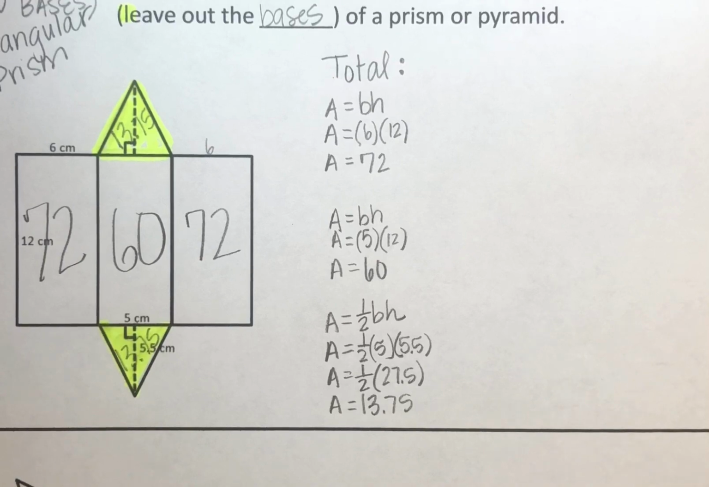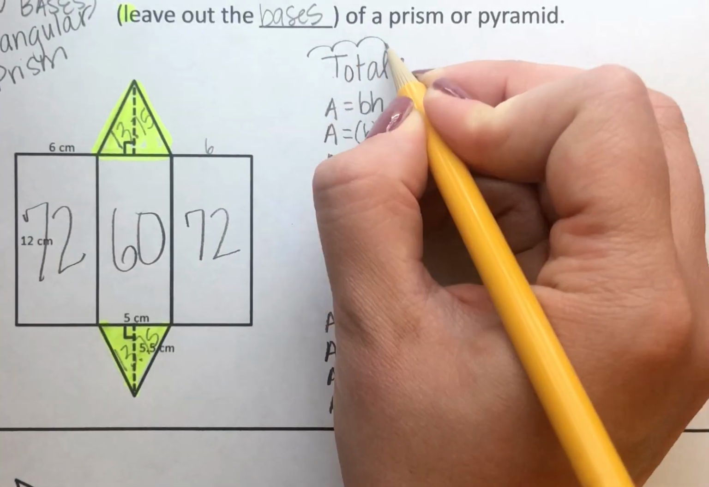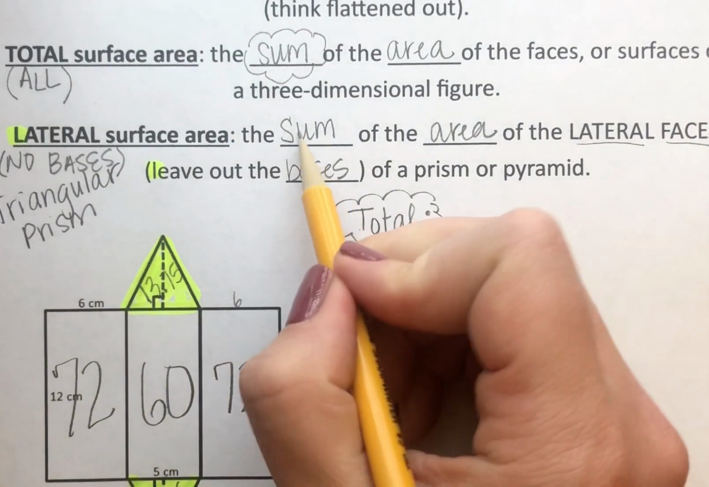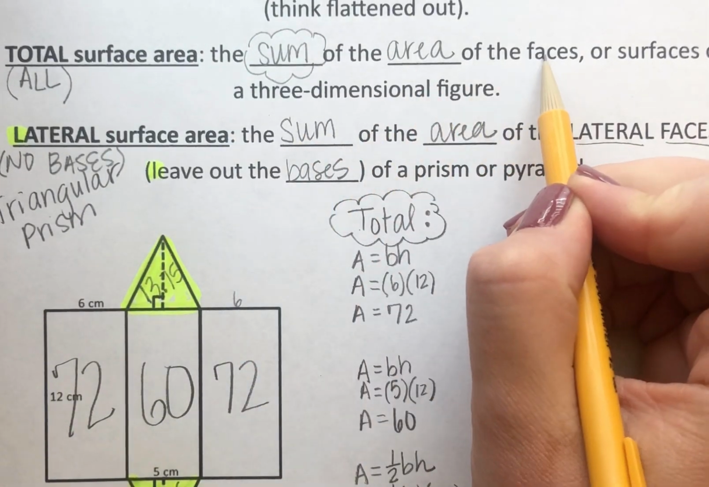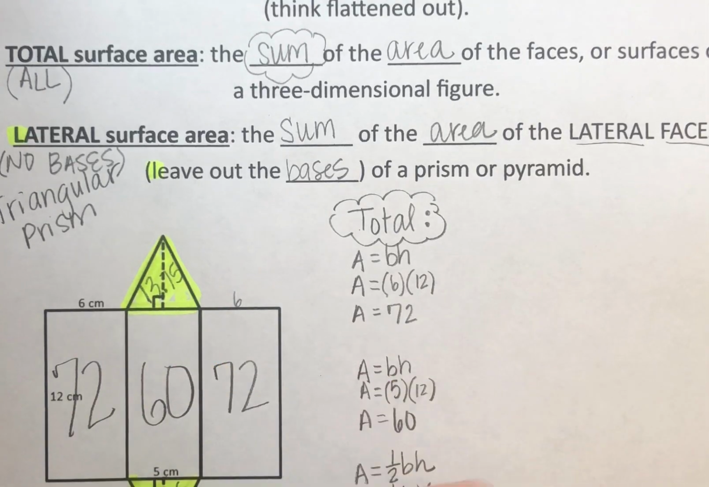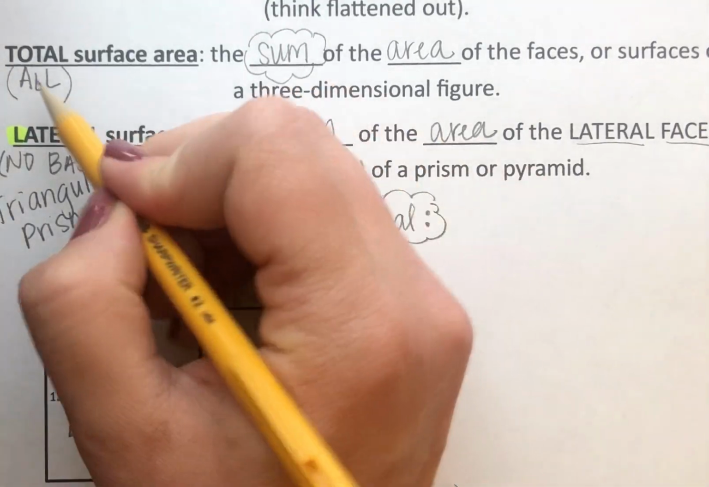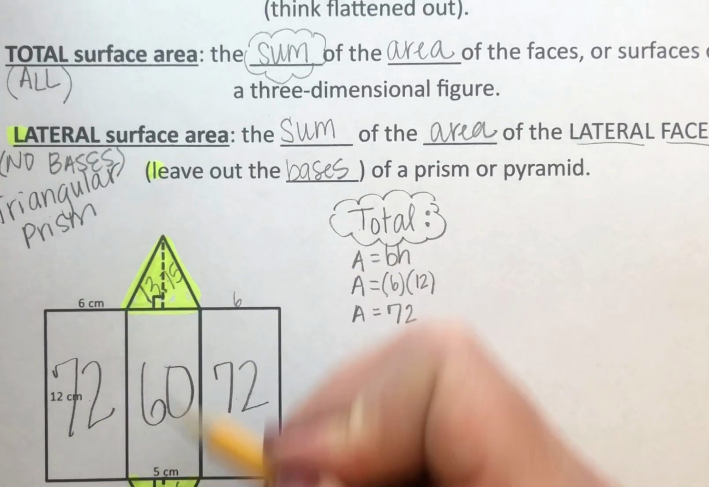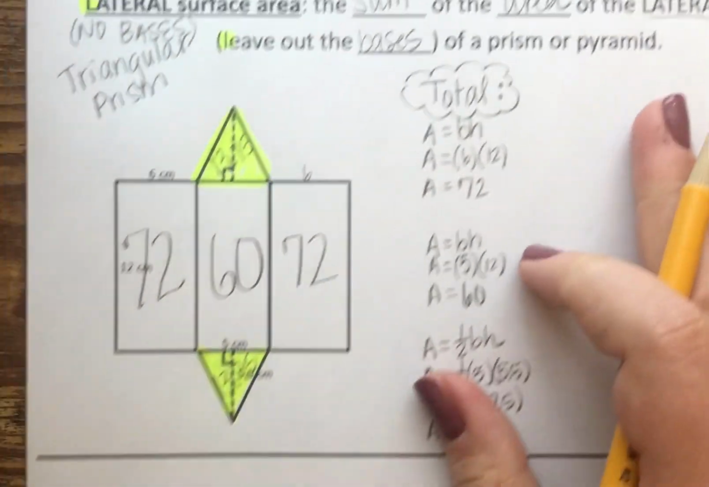All right, so now if we're trying to find total surface area, let's look back at what that says. The sum of the area of the faces or surfaces. So faces or surfaces, it's going to be all. So total surface area, we want all of the faces and the bases. So let's add these together.